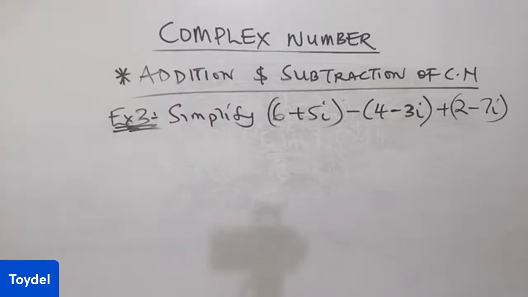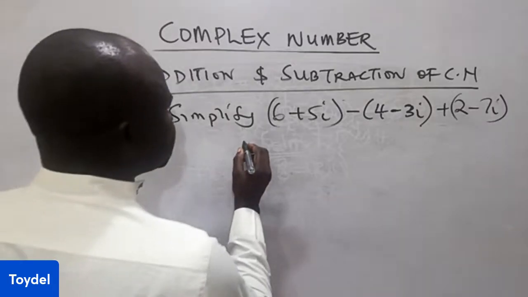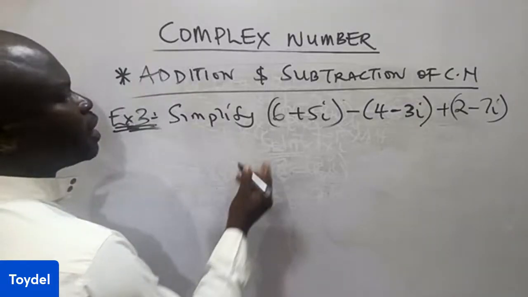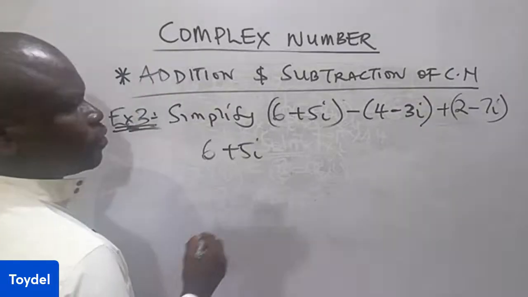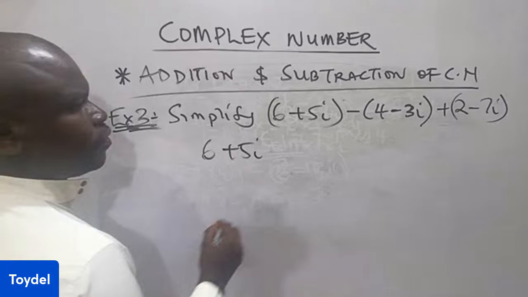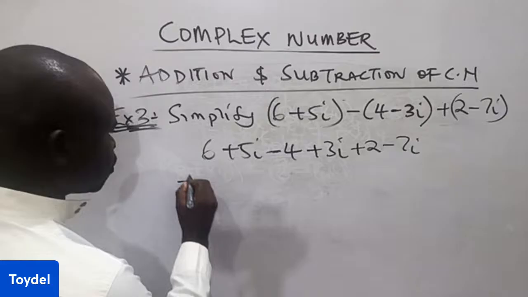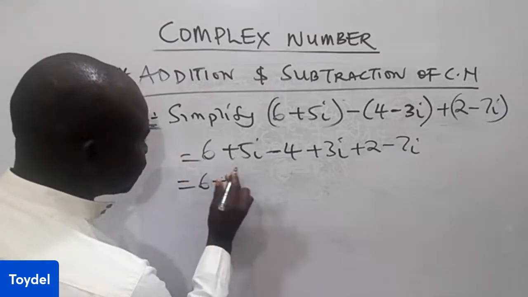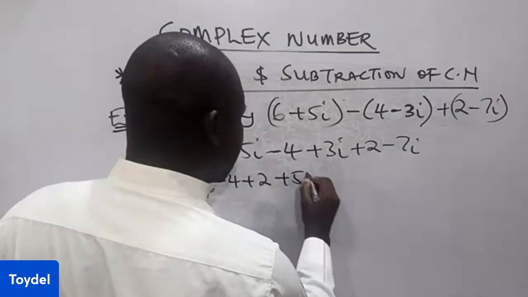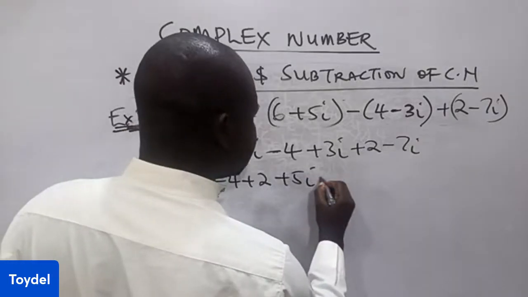If you have to solve this, we carry out the normal arrangement. That is, we say real to real and complex to complex. Here we have 6 plus 5i minus, here we open everything in this bracket. That will be minus 4, minus times minus plus 3i. Then we have plus 2 minus 7i. So let's arrange real to real and complex to complex. We have 6 minus 4 plus 2, then we have plus 5i plus 3i minus 7i.